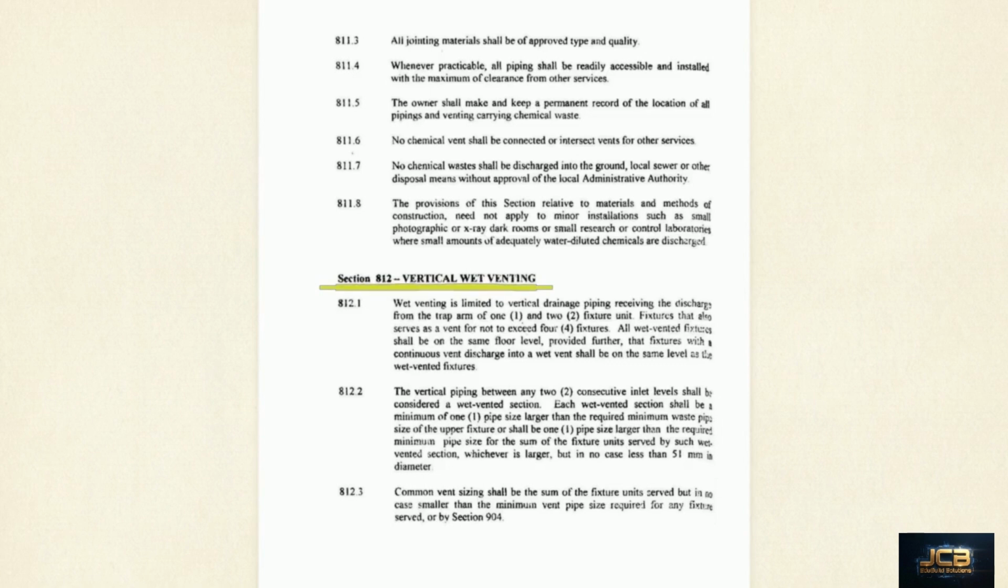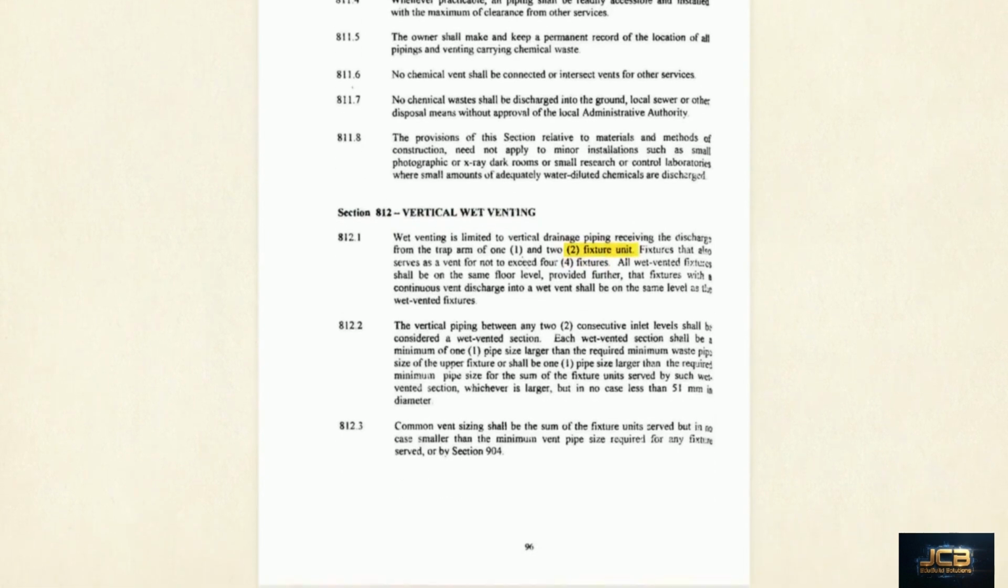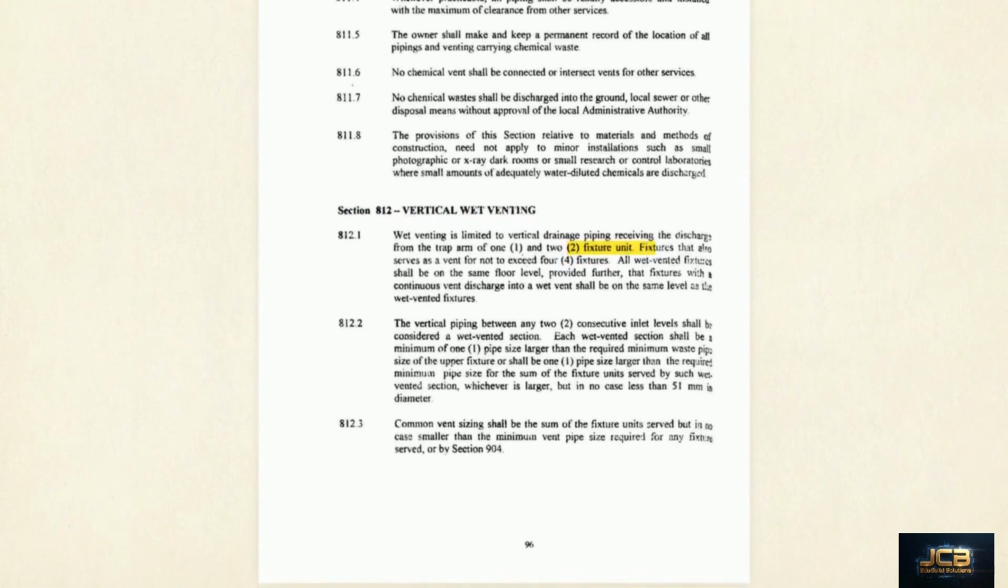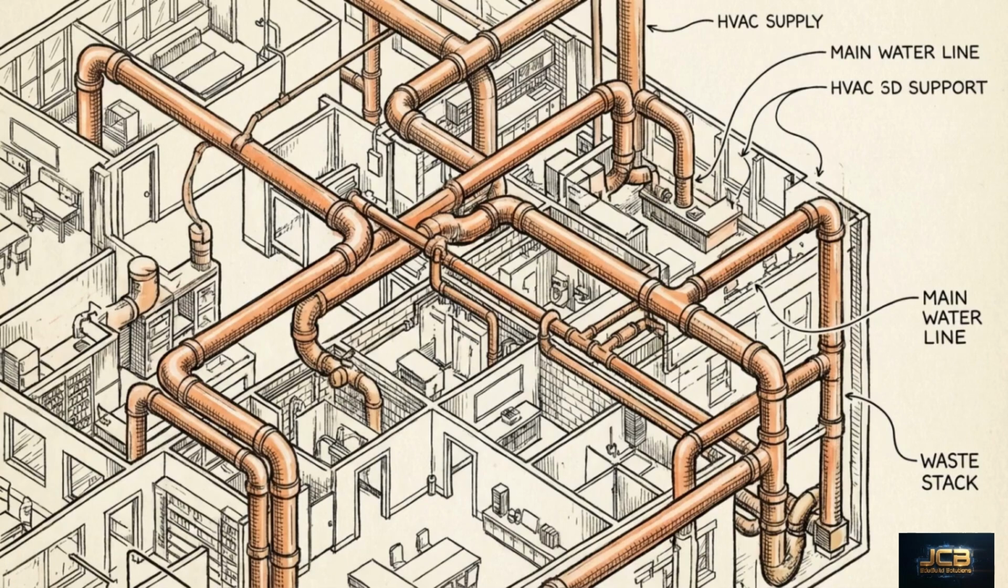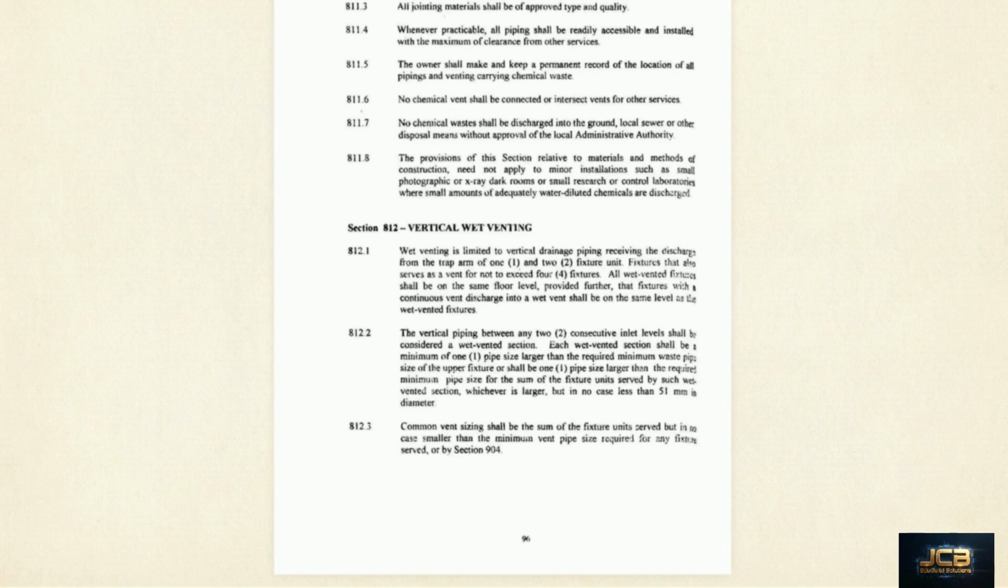Section 812.1 restricts this to 4 fixtures on the same floor level, receiving 1 to 2 fixture units. To compensate for shared air and wastewater, the wet vented section must be oversized by at least 1 pipe size. When standard systems are structurally precluded, the code allows a different workaround, the combination waste and vent system. Looking at Section 814.3, we see the mathematical relationship required to ensure free circulation of air. The minimum area of the vent installed in this system must be at least 1/2 the inside cross-sectional area of the drain pipe it serves.